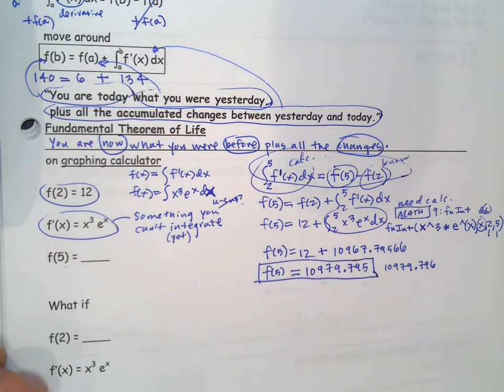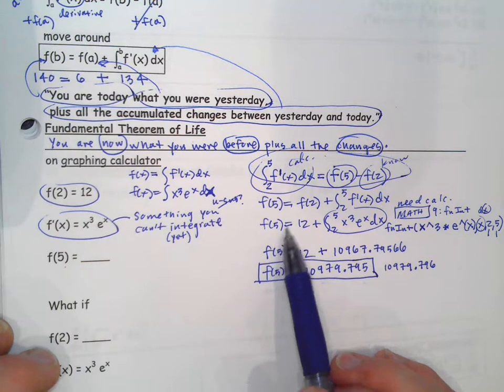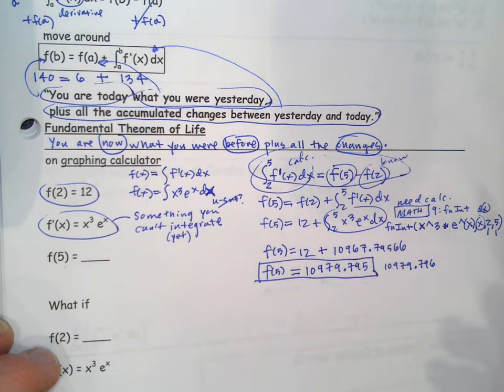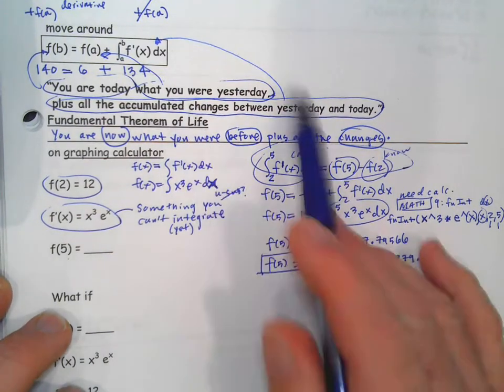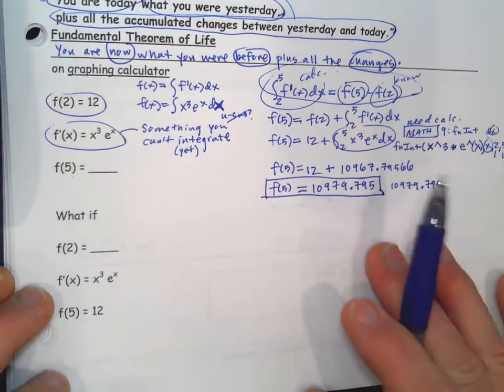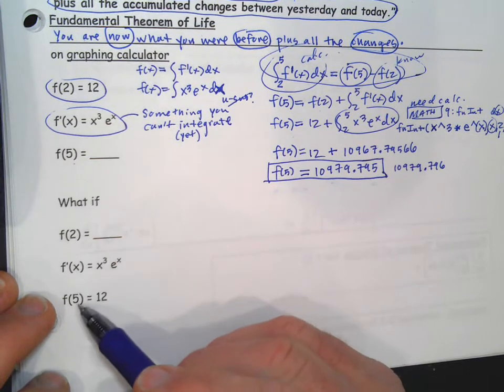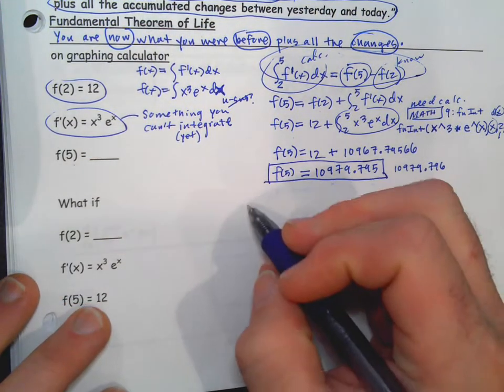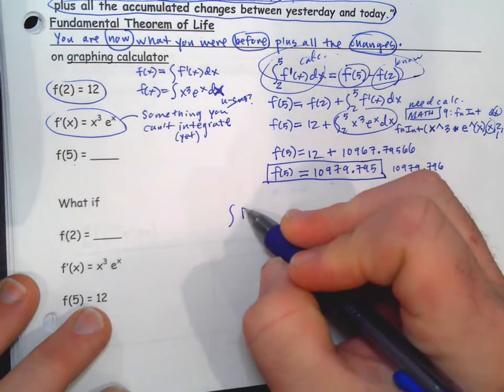Anyway, so the function at 5 is the function before at 2 plus the changes in the function from 2 to 5. Should kind of make sense, right? Just with this idea here. Now, we can also go backwards. We could say, well, I know the future value and I want to know the previous value. Well, the same thing. And just to not make it complicated, I would always just start with this.